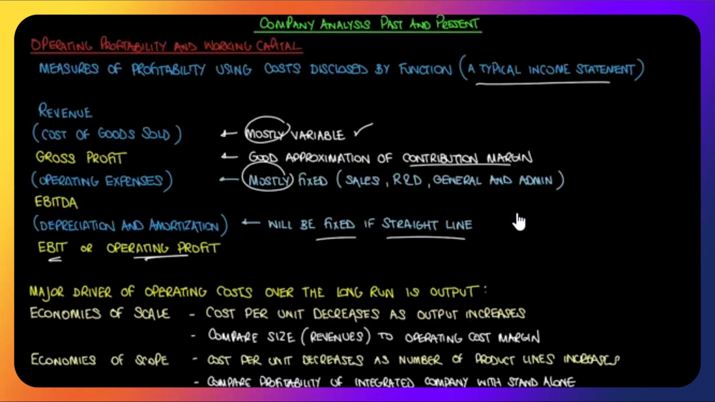Economies of scope: your cost per unit decreases as the number of product lines increases. That's when you can spread your cost centers over several different product lines. So you have central payment processing, etc. You can use that for all of your product lines. You get economies of scope.